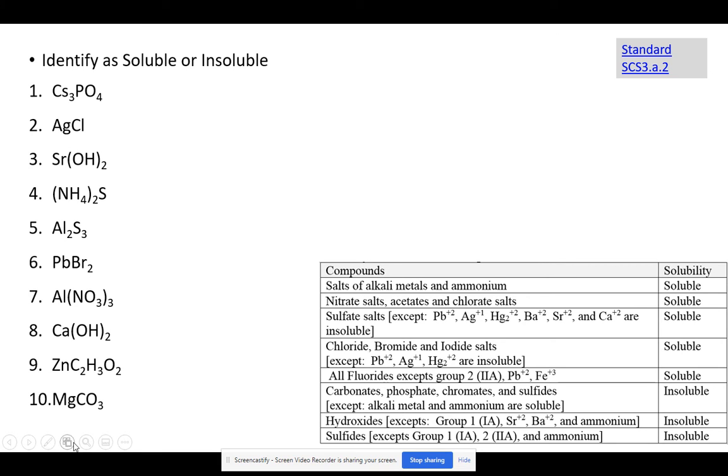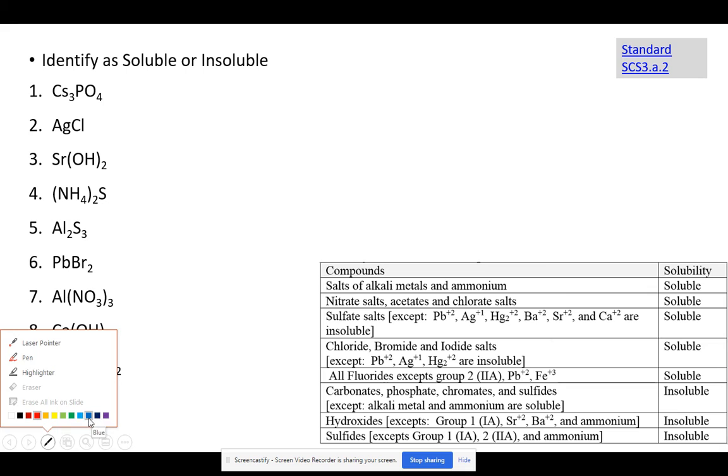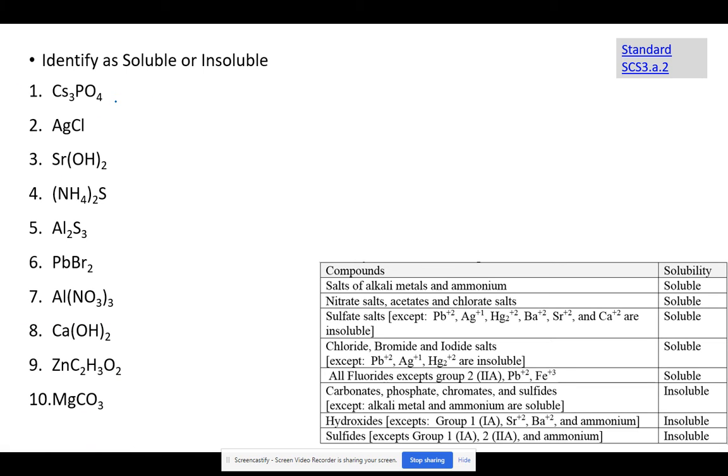So let's start with using the solubility rules. If I look at my first substance, I have Cs3PO4. So is Cs an alkali metal or ammonium? Well, technically, yes, it is. So Cs3PO4, since it is an alkali metal salt, and remember, salt's just a fancy way of saying ionic compound, it's going to be soluble. Now, if I looked under my phosphate, I would see that alkali metals are exceptions, so it is also soluble.